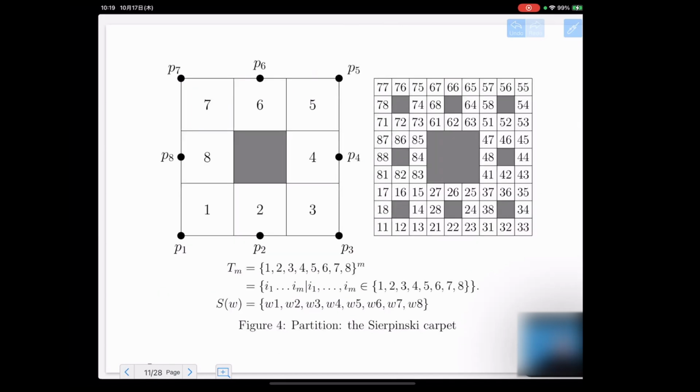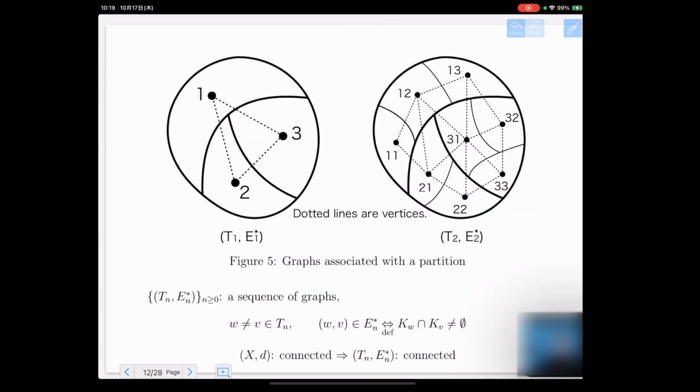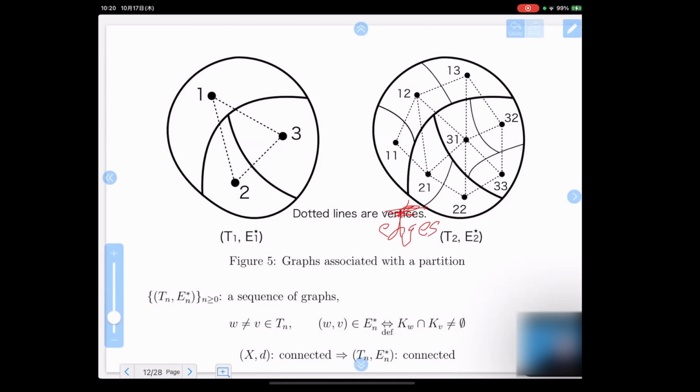And then we think of these pieces of the partition as the vertices of a graph. And how will we set up the edges? We set up an edge if two pieces, for example K2 and K1, have an intersection; then we will have an edge here. So this is the second step of the graph. The dotted lines are not vertices, they are edges, sorry. Okay. This is edges.